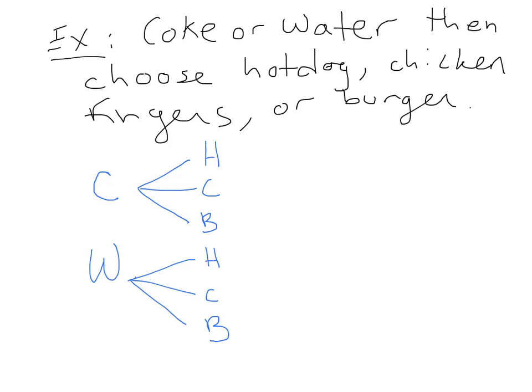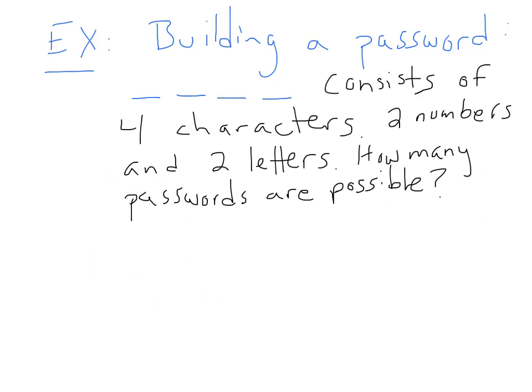If you count up these total options, 1, 2, 3, 4, 5, and 6, you can see that the total possible lunch combinations for this example would be 6. If you think back to the basic counting principle, you have 2 ways of doing the first thing, Coke or water, and then 3 ways of doing the second thing, hot dog, chicken fingers, or burger, for a total of 6 possible combinations. That's easy. Let's go for another one.